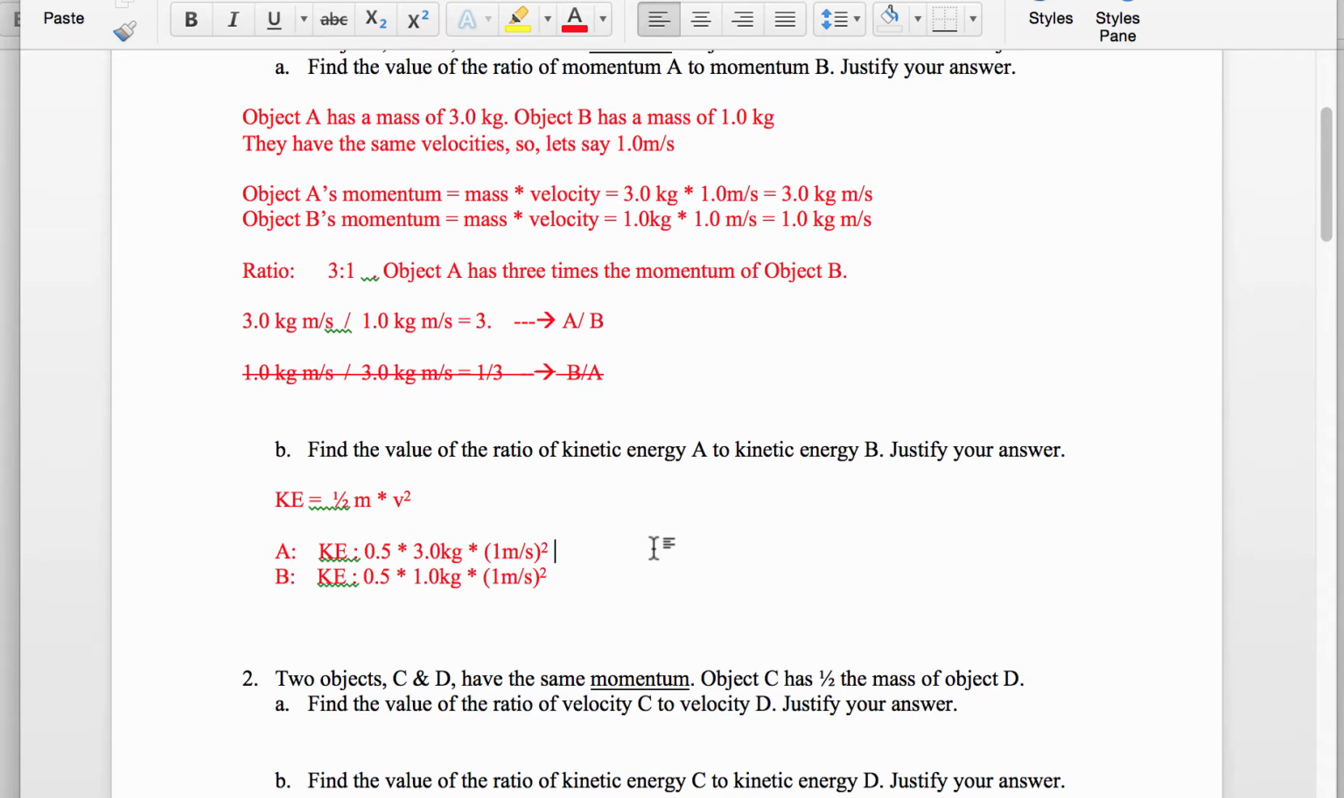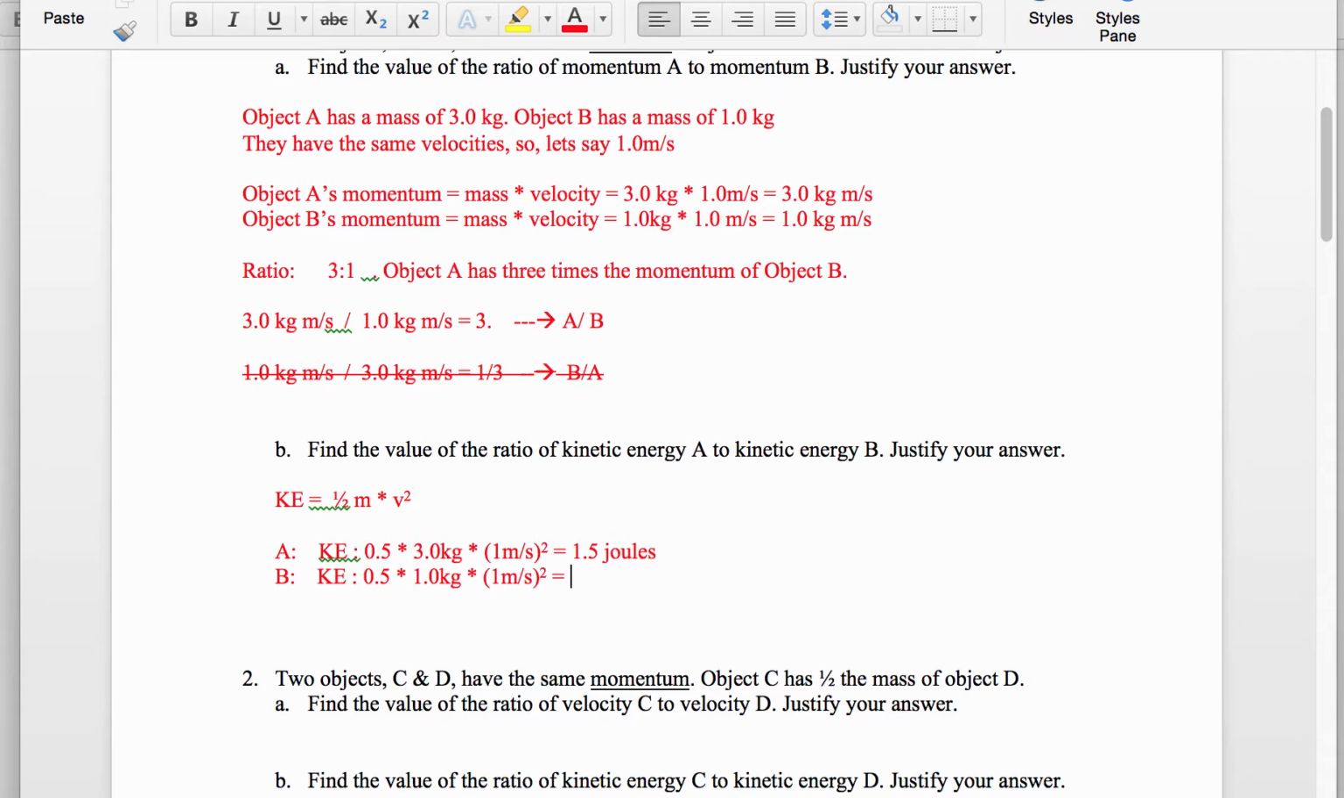So what is this? Well, 1 squared is 1. So in 3, this is going to be 1.5 joules. Joules is just the unit of energy. If you are concerned about that, ask me about dimensional analysis. It is not something we are really going to get into that much.